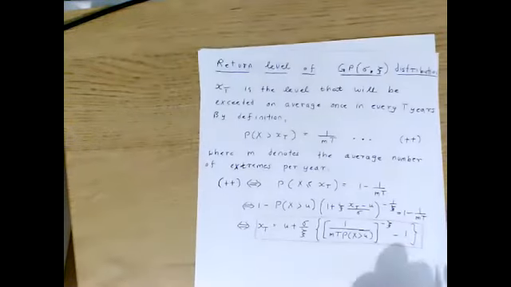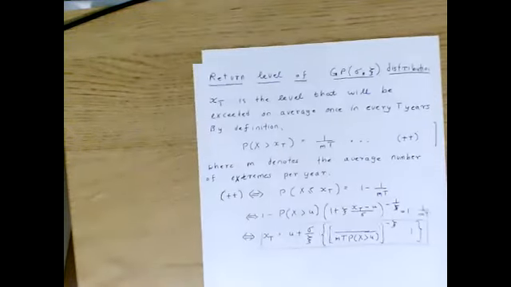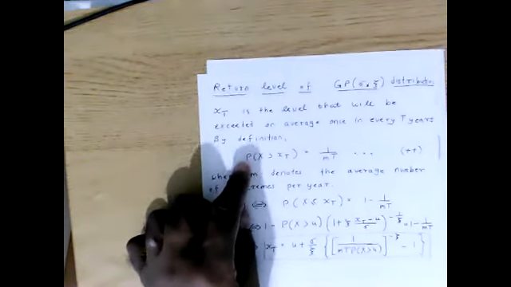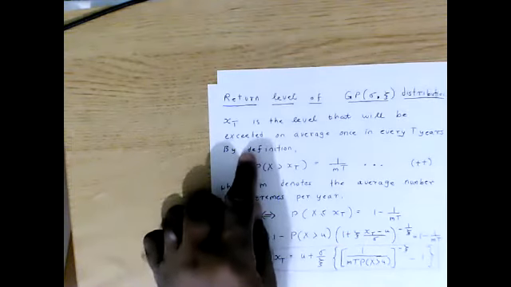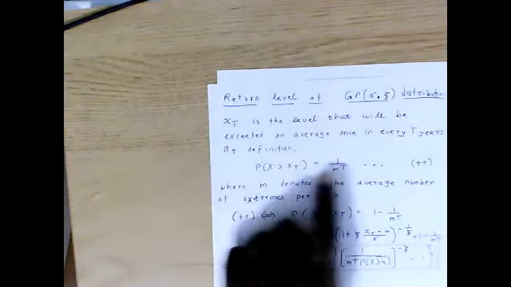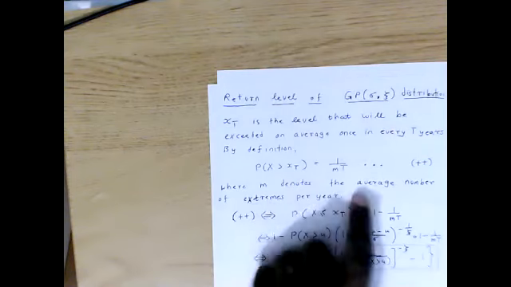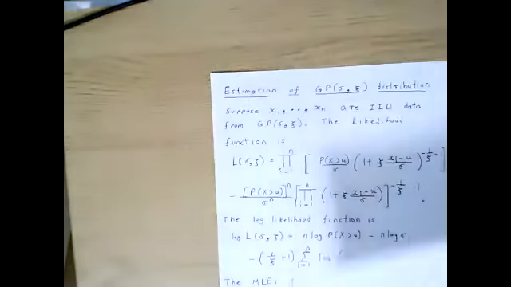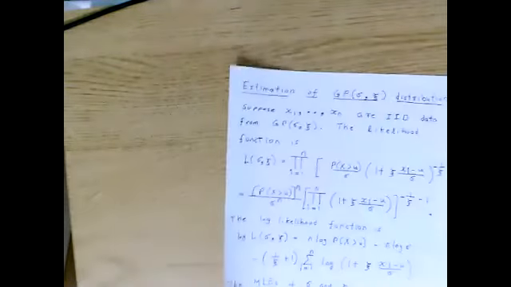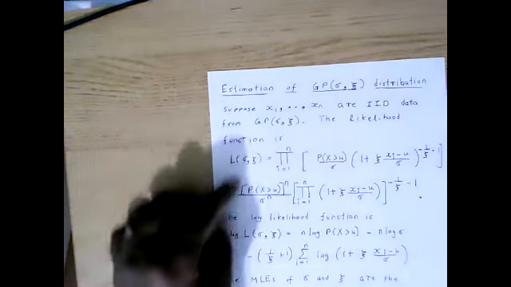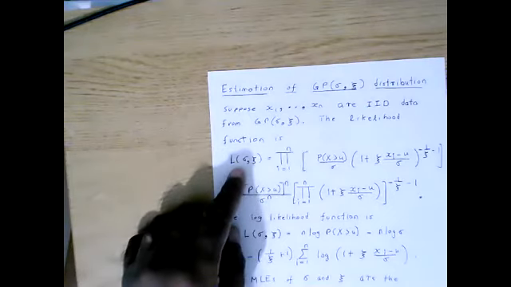And this is the return level of GP, which is related to the quantile function. So in this case, return level is the level that's exceeded on average once in every t years, and is defined by this, where m denotes the average number of extremes per year. And this is the estimation part of the GP. Here you only have 2 parameters, not 3, sigma and psi.